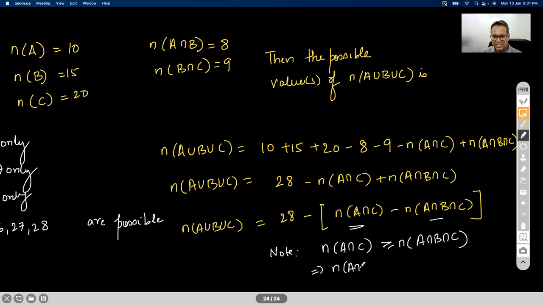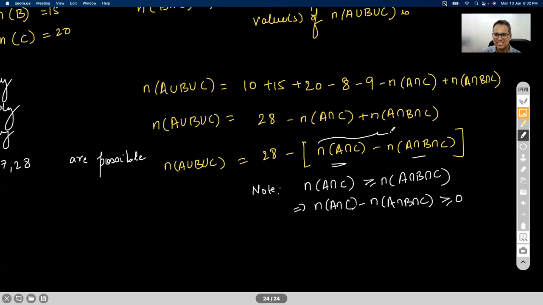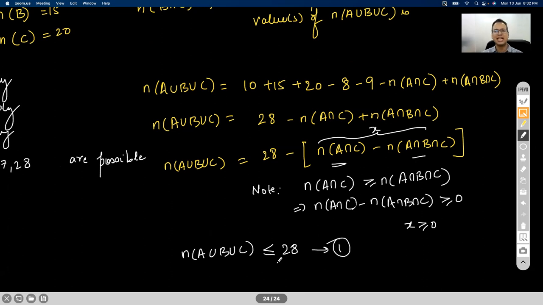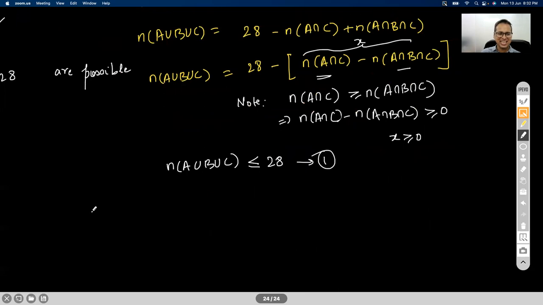So NA intersection C minus NA intersection B intersection C will be a positive term, correct? If I say this term is X, then this X is actually positive, isn't it? What does it mean? You are subtracting a positive term from 28, which means NA union B union C will be lesser than or equal to 28. Let's call this 1. So from this information, at least I can say that NA union B union C will be lesser than or equal to 28. Now, I'm still not done. Hold on. Can I say NA intersection B intersection C will be minimum of the three?